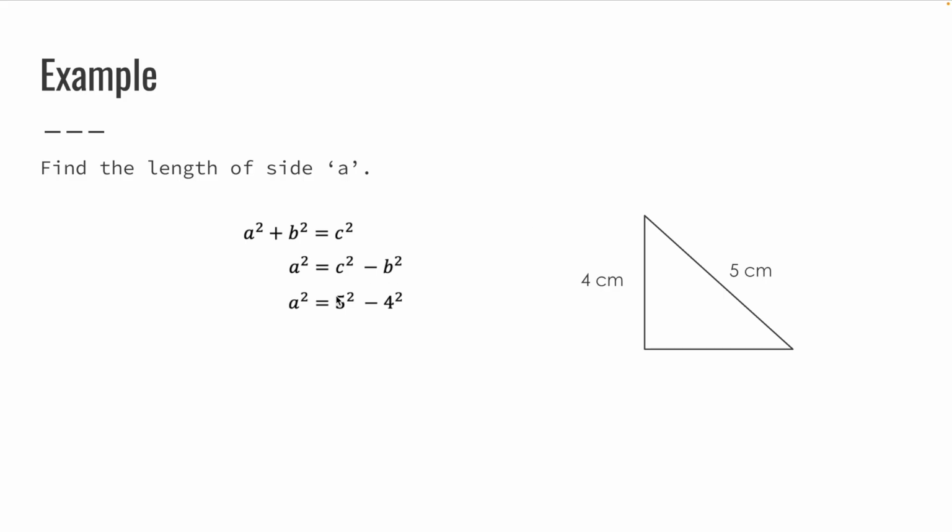So now I can put my numbers in. 5 squared minus 4 squared. Again, it matters which one is c. It doesn't matter whether this is a or b, but this has to be c, so it has to come first. I get 25 minus 16, which is 9, and if I square root that, I get 3 centimeters.